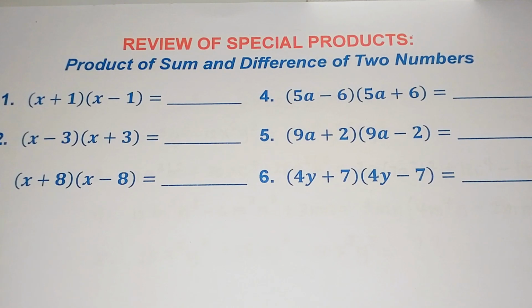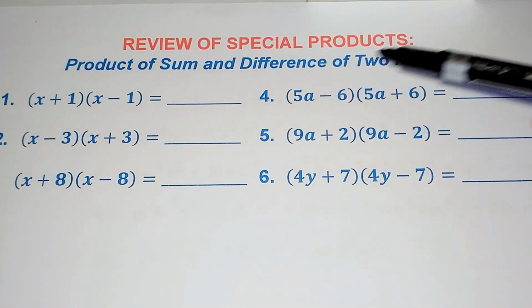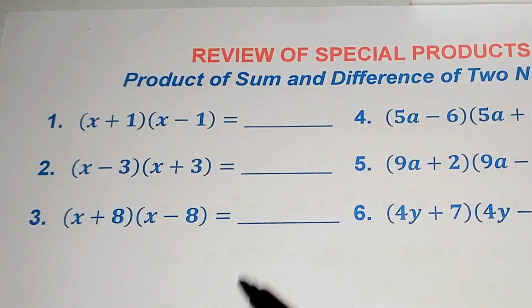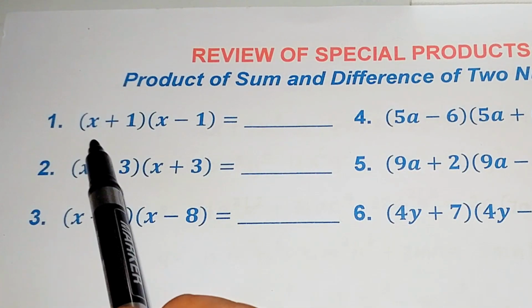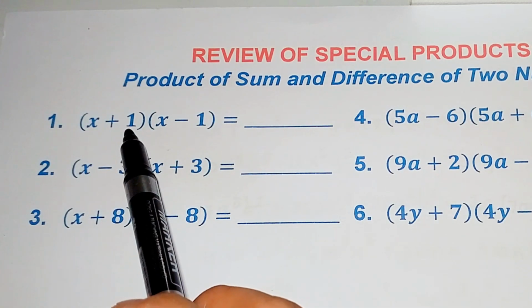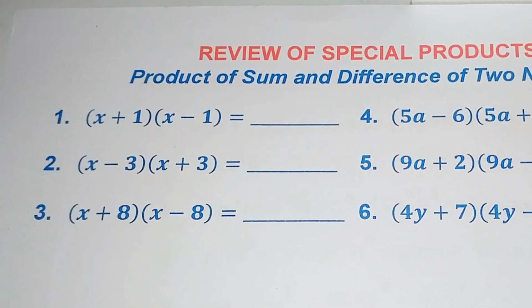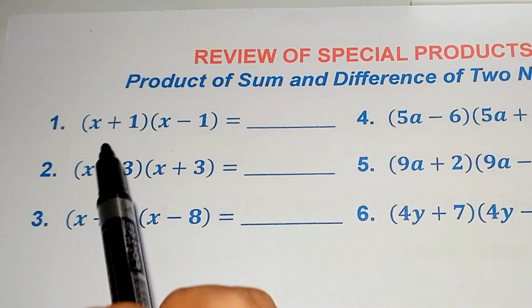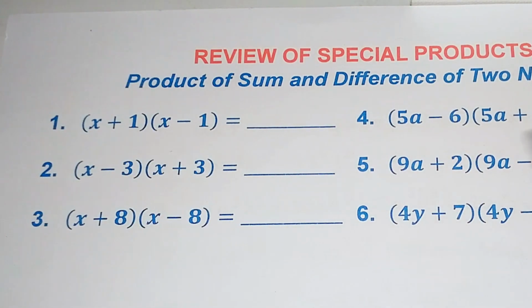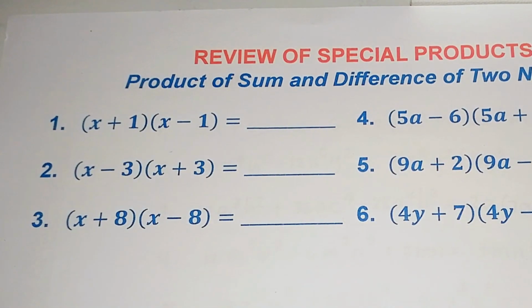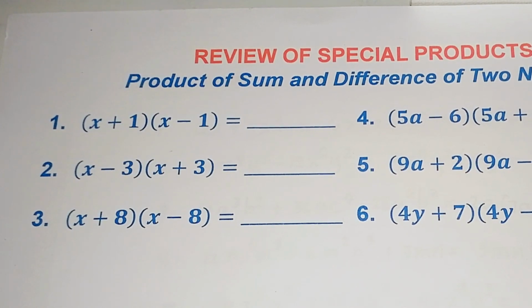In our next topic, which is factoring, we need to review first some special products, which is the product of the sum and difference of two numbers. Look at our examples. We have two of the same numbers like x and x, and then the second numbers are also the same. The first factor is a sum, and the second factor is a difference. Now, we can multiply this in a fast manner. That's why we call it special products.